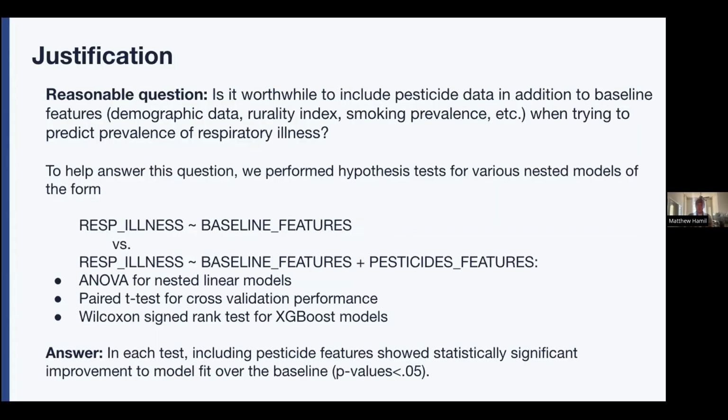When trying to develop a predictive risk model for respiratory illness, certain features seem natural. Think, for example, smoking rates, virality, demographics, income, etc. It's reasonable to ask whether pesticide data would have a significant impact on the models. To address this, we performed hypothesis tests for different nested models, including nested linear models, and found that pesticides resulted in a statistically significant improvement over baseline.